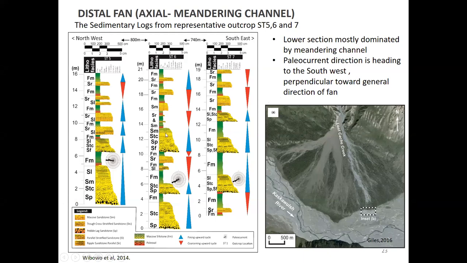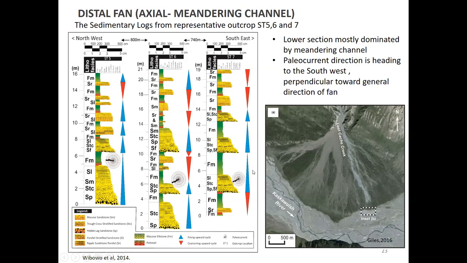Based on the paleocurrent measurements, the paleocurrent goes west to southwest. If you remember, in the previous outcrop in the middle environment, the paleocurrents went to the southeast. Meanwhile, in this distal environment, specifically in the meandering channel system, the paleocurrent goes to the southwest to west. So basically it's perpendicular to the general direction of the fan.